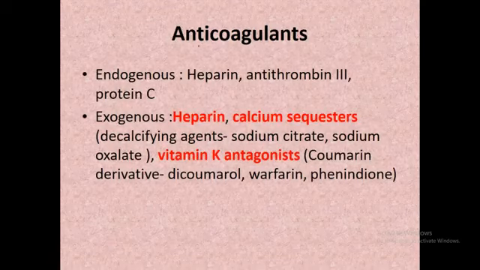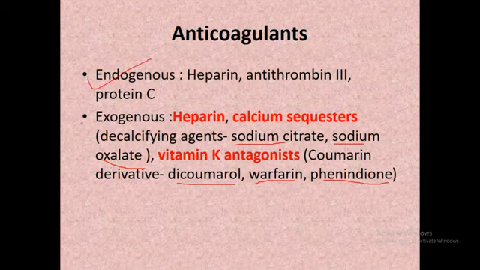Anticoagulants. There are two types of anticoagulants, endogenous and exogenous. Endogenous anticoagulants include heparin, antithrombin 3 and protein C, whereas the exogenous anticoagulants include heparin, calcium sequesters, which are the decalcifying agents, such as sodium citrate and sodium oxalate, and vitamin K antagonists, which are the coumarin derivatives: dicoumarol, warfarin, phenindione. So anticoagulants are of two types, endogenous and exogenous.